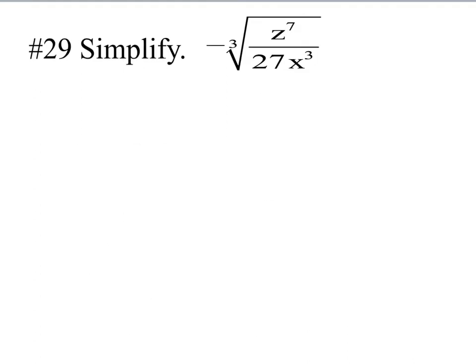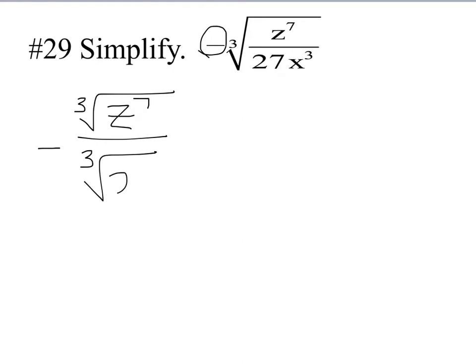Now, when we're approaching this one, make sure you're paying attention to this negative out front. We need to make sure that we keep the negative with the problem the whole way. And we're going to break it up into the cube root of z to the 7th over the cube root of 27x cubed. Now, make sure you bring your negative out front. The cube root of z to the 7th.